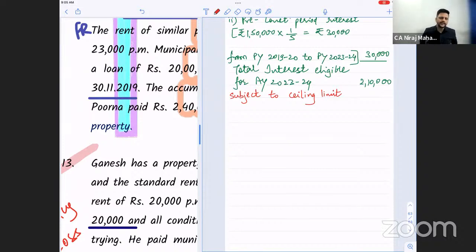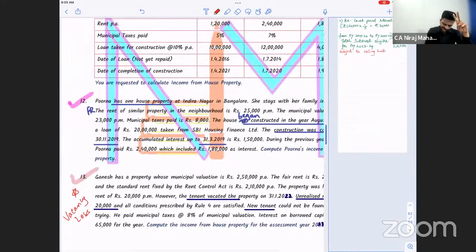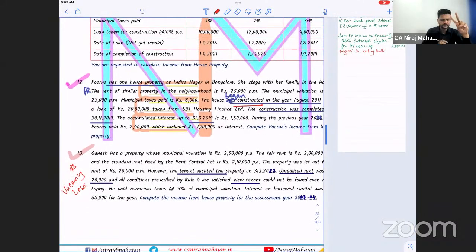2,10,000 is eligible, but we cannot take that entire amount because we have to look at the ceiling limit. For self-occupied, there are only two ceiling limits: 30,000 and 2 lakhs. I feel I'm repeating this for the 10th time now. When do you get 2 lakh? Property self-occupied, check. Was the loan taken for construction? Yes. Then the third case: property construction was completed within 5 years from the end of the financial year in which loan was taken.